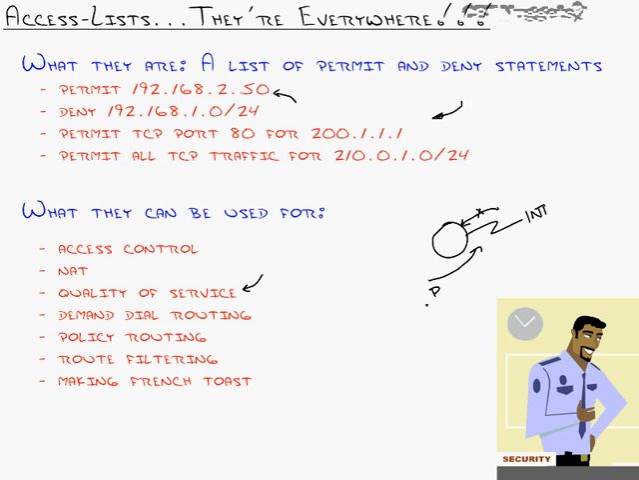So you see, I could keep going down this list: demand dial routing, policy routing, route filtering, making French toast. Okay, access list, don't make French toast. But the point is that this is a partial list.